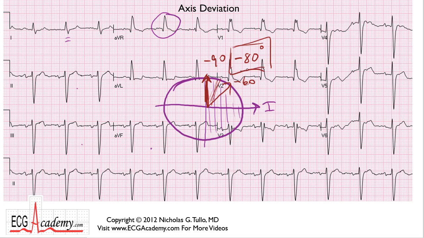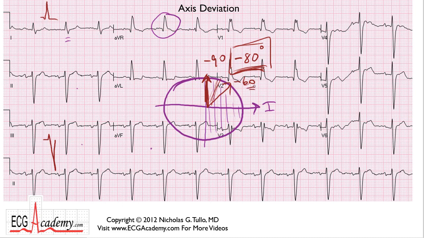What would make an axis deviation that abnormal? Well, this is an example of left anterior fascicular block or left anterior hemiblock, which is characterized by having a little R and a deep S in lead 3 and a small Q with a taller R in lead 1, as well as an axis of minus 60 degrees or better.